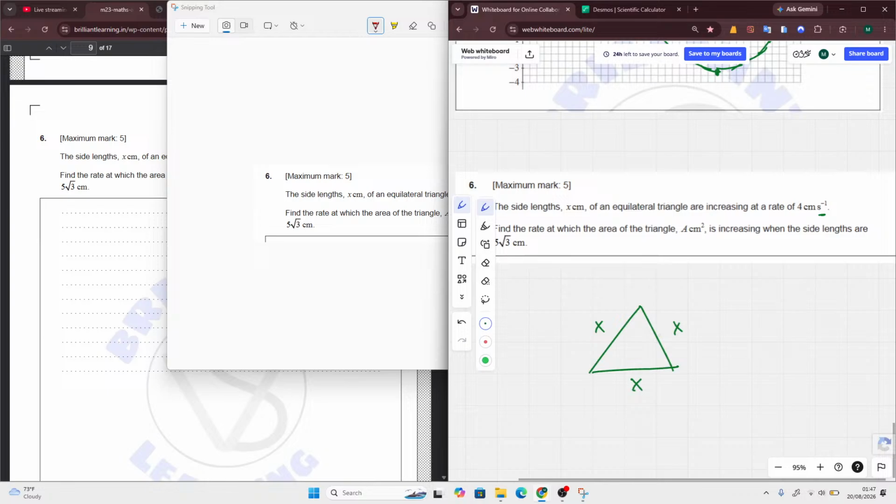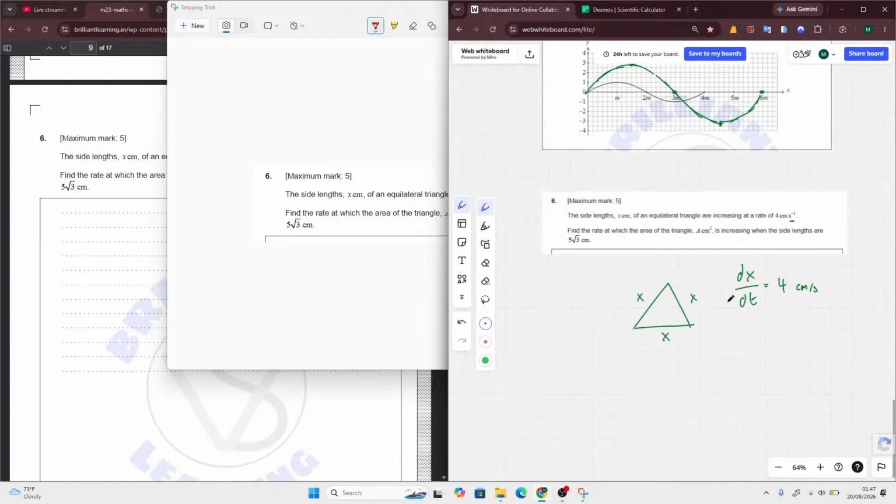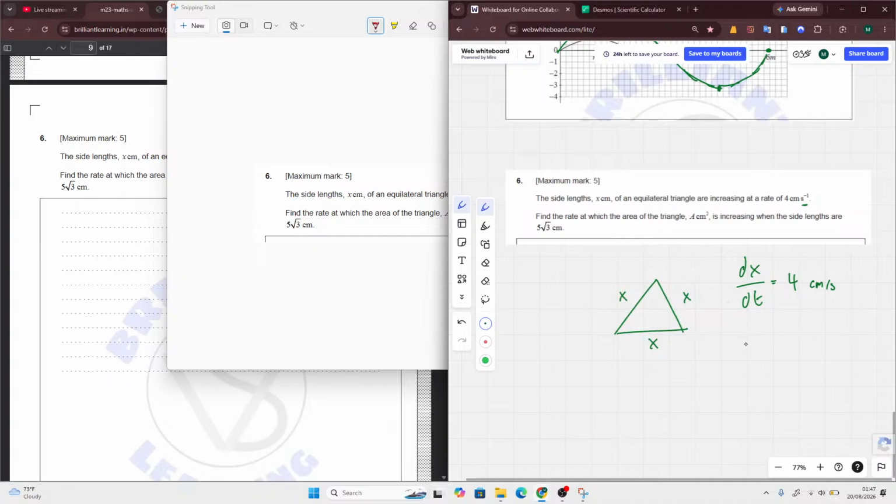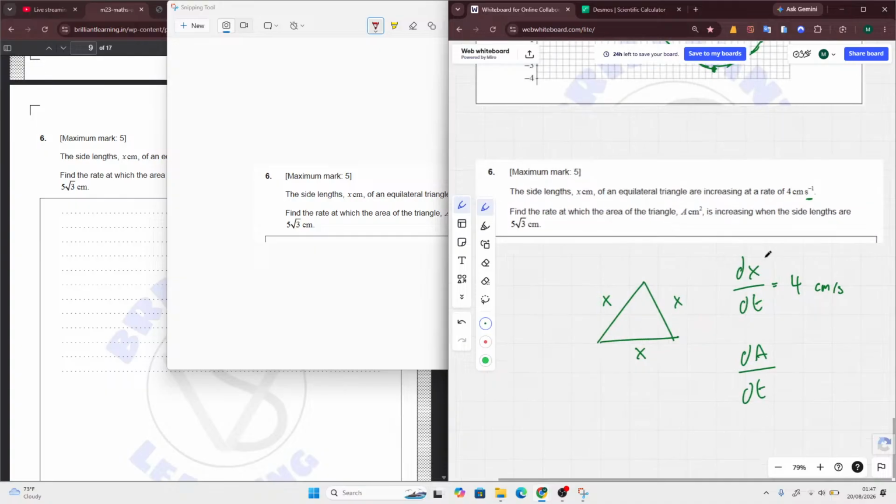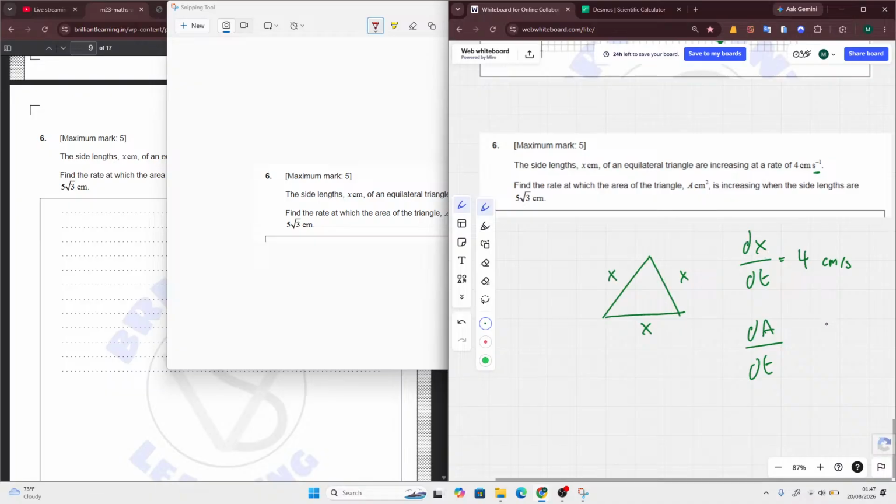But I would also expect, if they didn't tell me that, I would assume dx/dt. That's kind of the default. So that's the rate of change. It's increasing, so I'll make it positive. So it's going to be, technically, I'll have the units, but 4 is our derivative here. Find the rate at which the area, so we're interested in dA/dt, is increasing when the side lengths are 5 root 3. So we're interested in when x is 5 root 3.